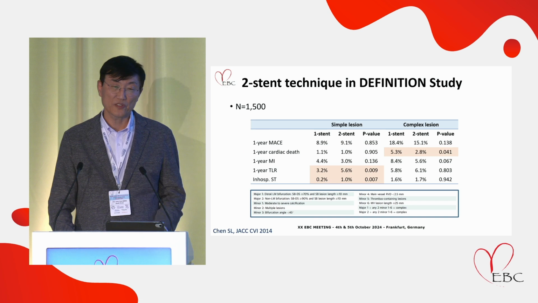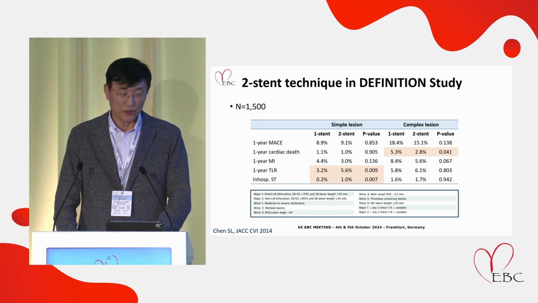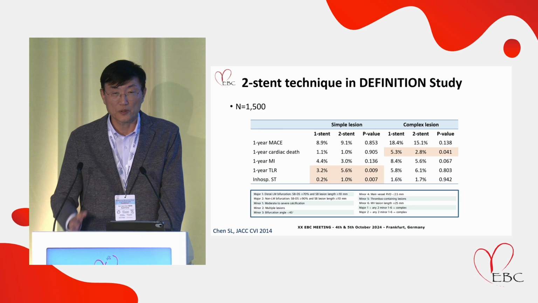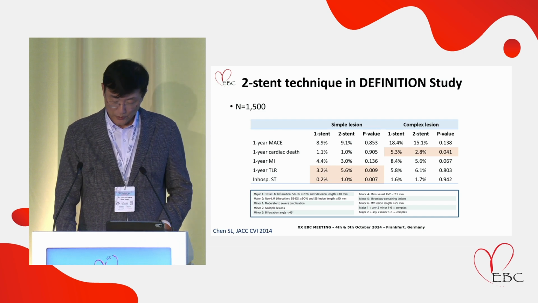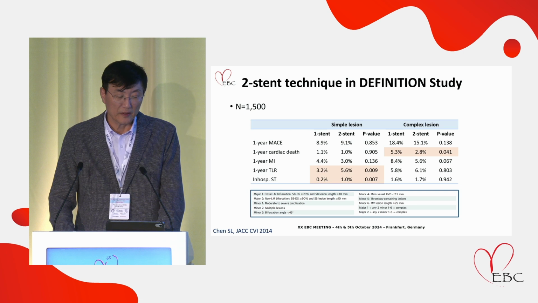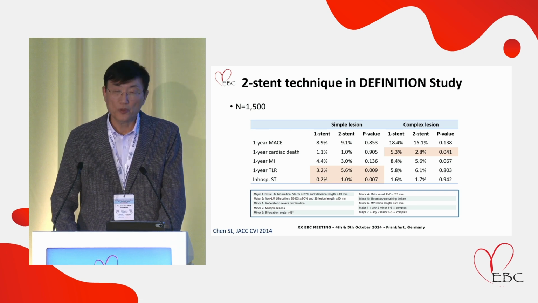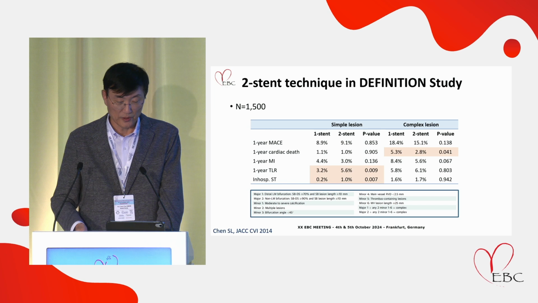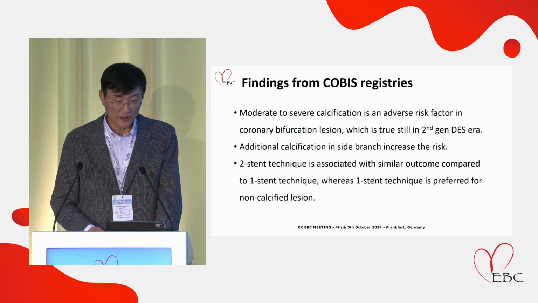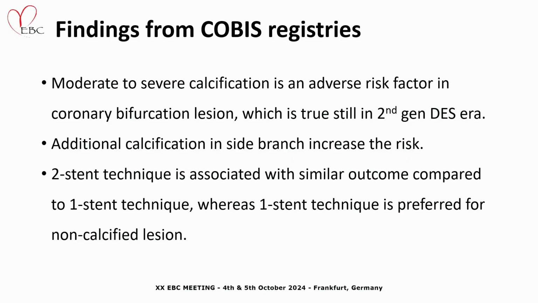And the main vessel plaque burden is also important in addition to side branch ostial plaque burden, as we published several years ago in JACC to define the predictors of side branch occlusion. So anyway, I presented some clues of the advantage of the two-stent technique in moderate to severe calcified lesions. So this is the beginning, I think. These are the findings from the COBIS-3 registry. I'd like to finish the presentation to have time for discussion. Thank you.